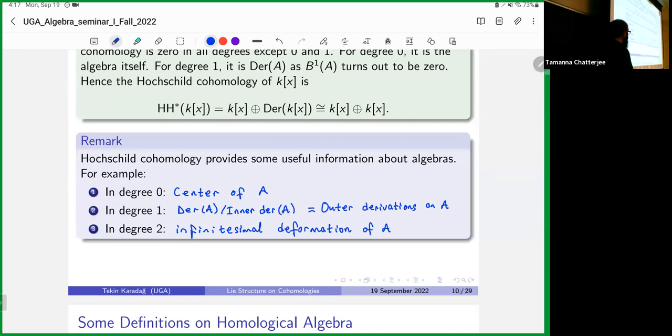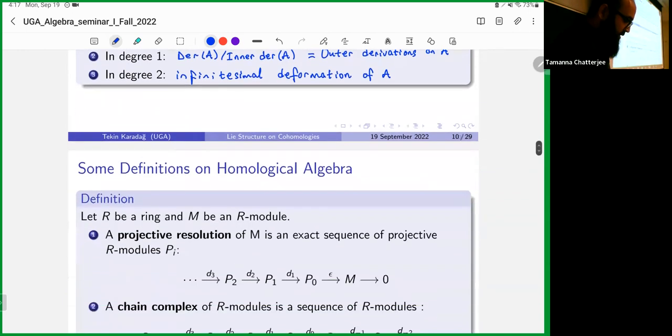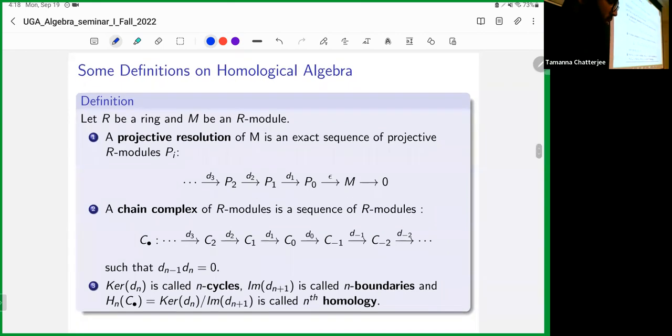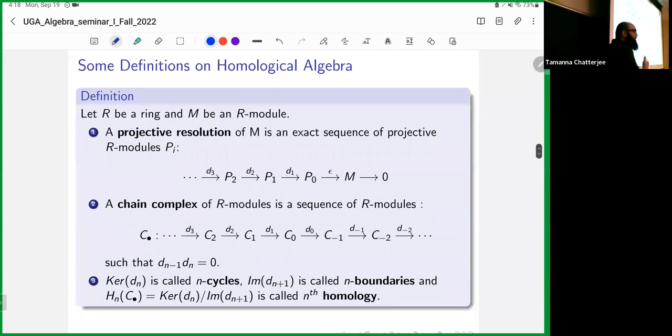So the Hochschild cohomology in low degrees gives really important information about the model. Okay, now this is how Hochschild cohomology is constructed by Hochschild himself. Now I will give some definitions in homological algebra, and I will define Hochschild cohomology that way.